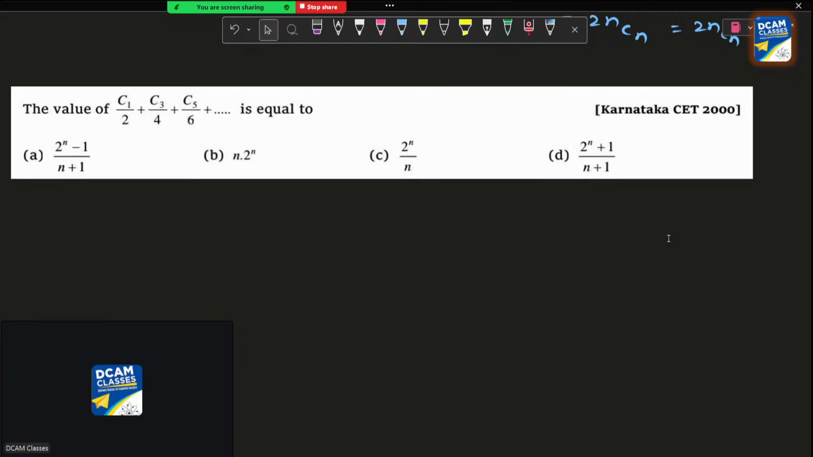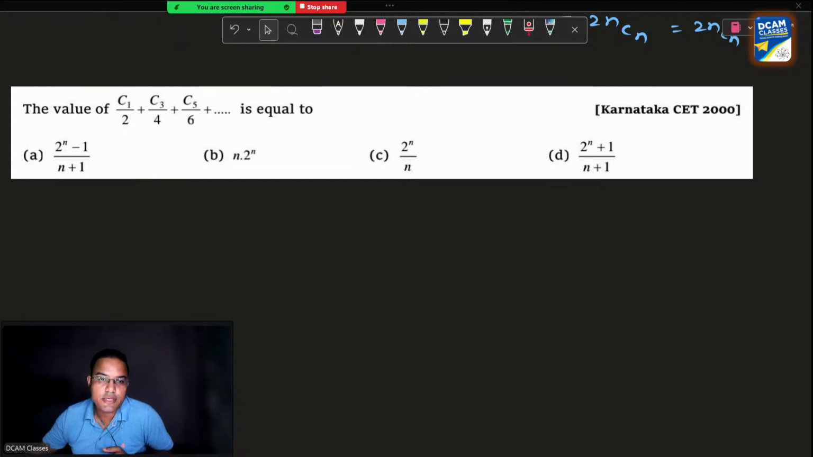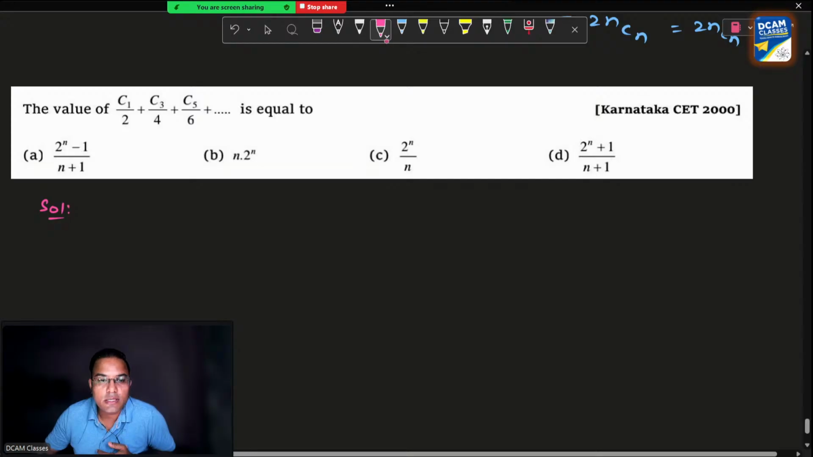So I'm getting 2 to the power n by n plus 1. You're getting 2 to the power n by n plus 1. How did you do it? Using integration. Okay, so let me solve it by your method only. First I did 1 plus x whole to the power n minus 1 minus x whole to the power n. Well, let me check.